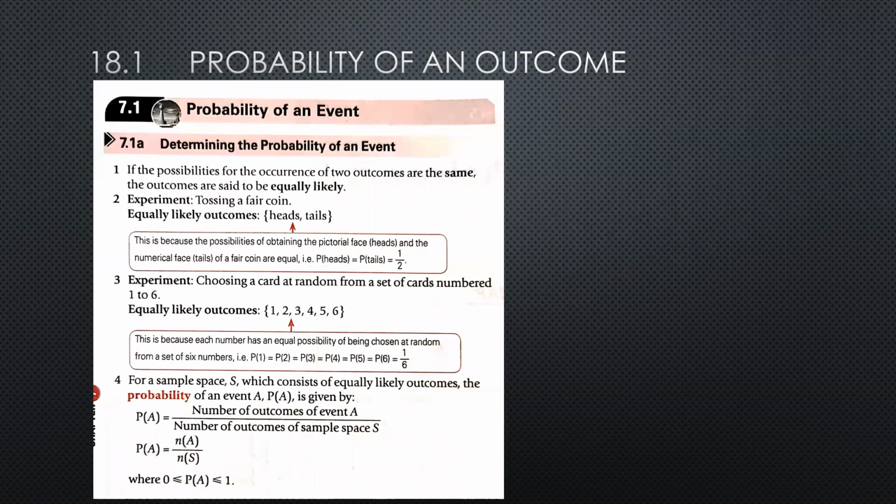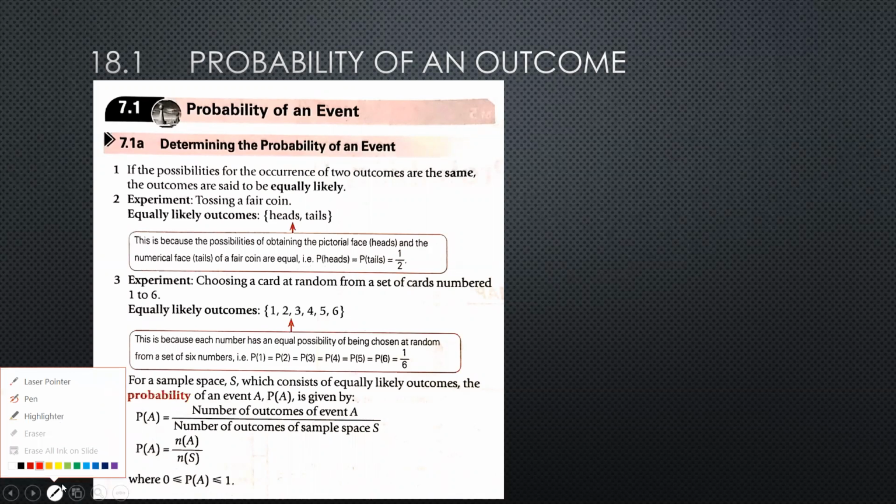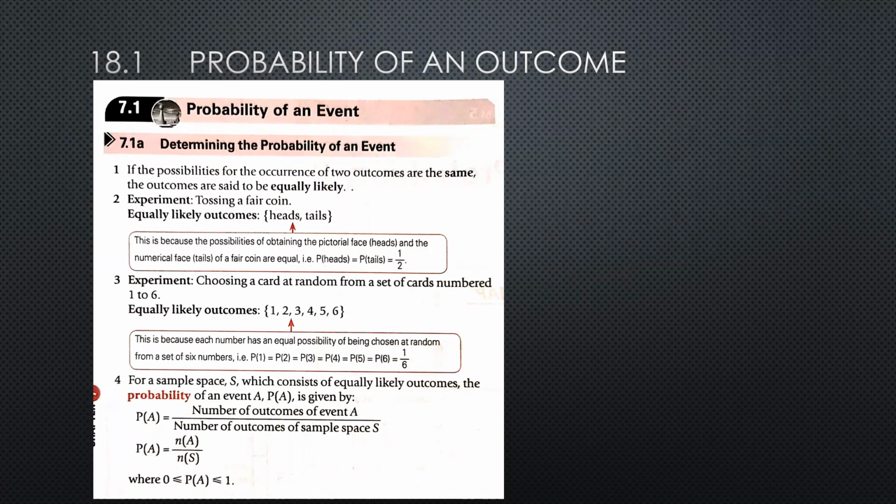If we are going to determine the probability of an event, and the outcomes are the same, we can say that the outcomes are equally likely. For example, if you are tossing a coin, we only have two outcomes. One is head, one is tail. So the probability of one outcome is 1/2. Either you get heads or you get tails. So this is an equally likely possibility for the occurrence.